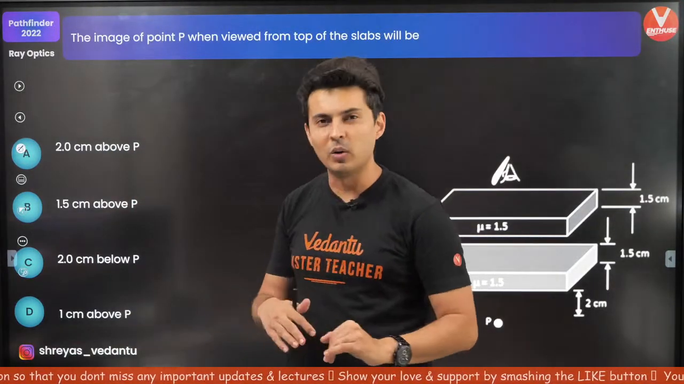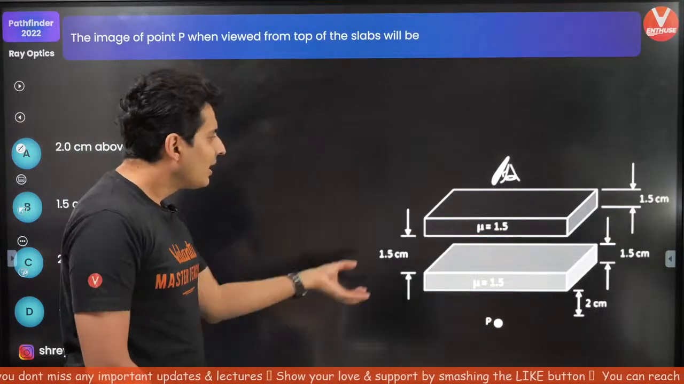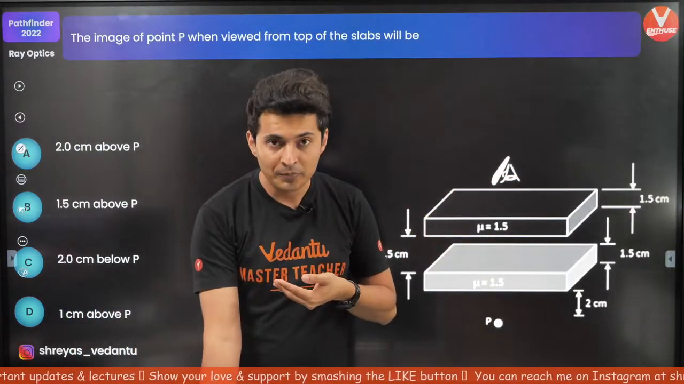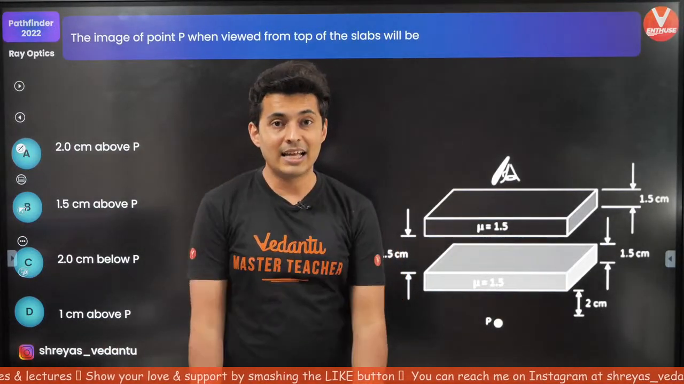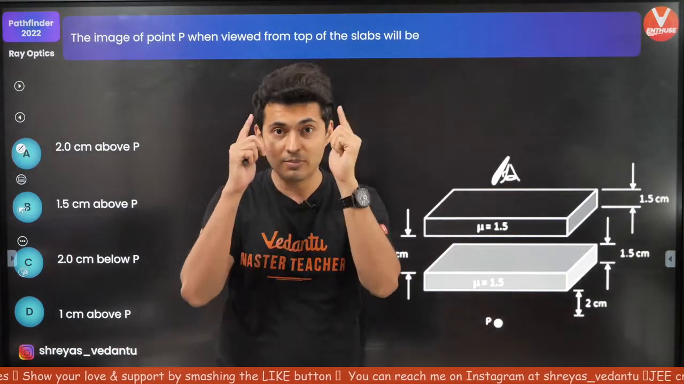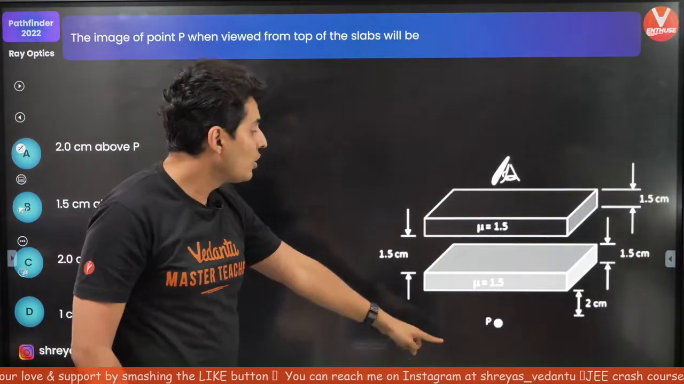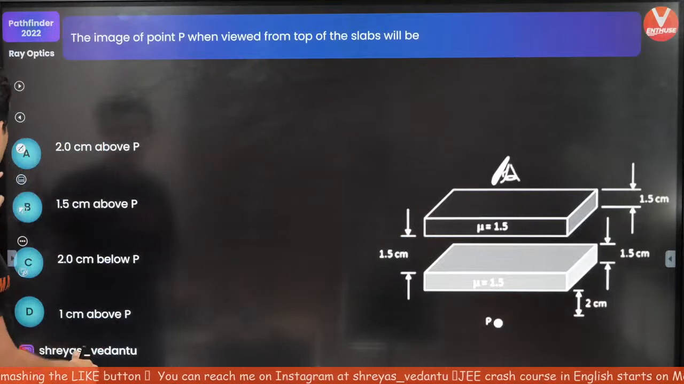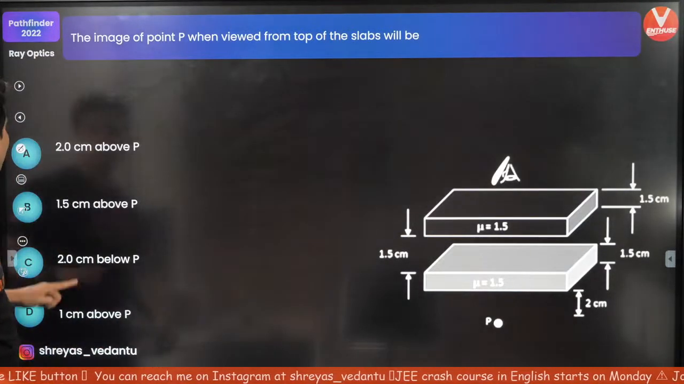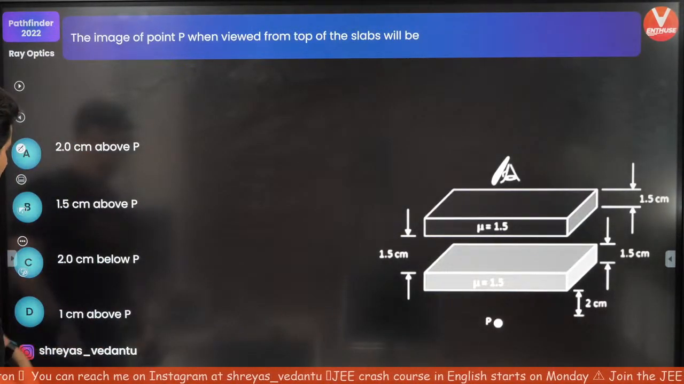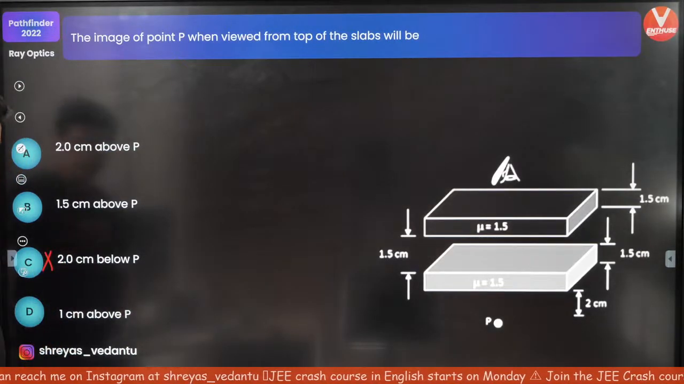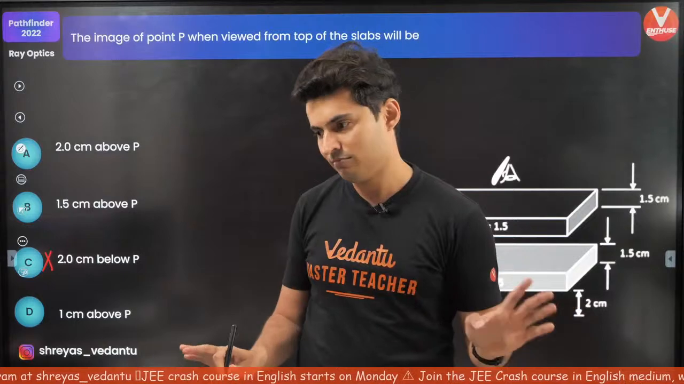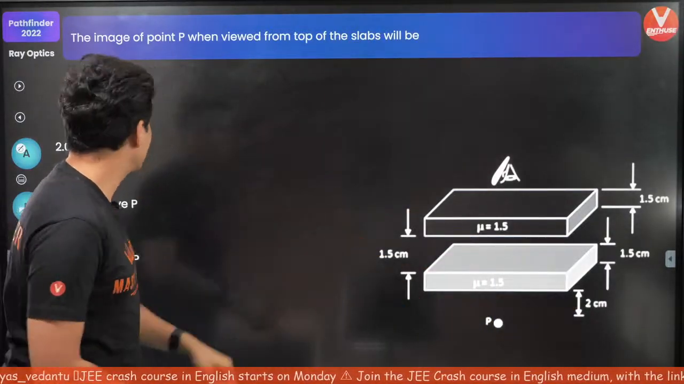Will it be above? Will it be below? One thing is for sure. If you take a glass slab and you are the observer here, the entire world behind you will be shifted closer. The entire world shifts closer to you. Remember that? So if the entire world shifts closer to you, point P will be shifted above. That means some options naturally get eliminated. It should be above. Below is obviously wrong. Option C can never be correct.